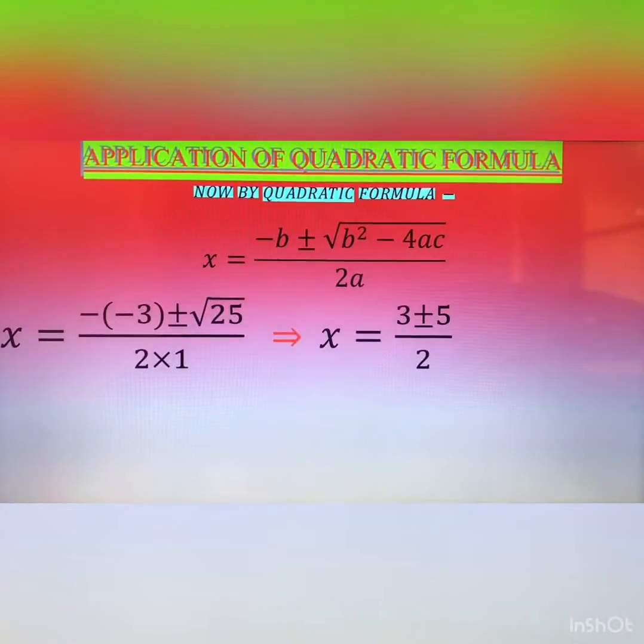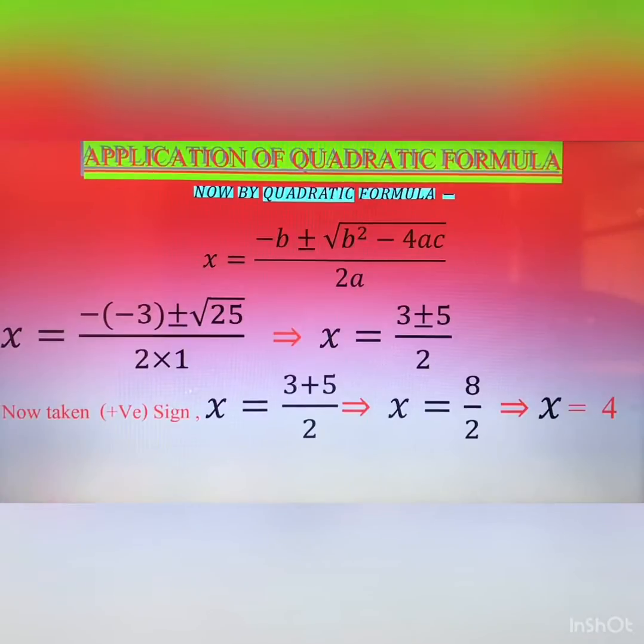How do we use the quadratic formula? This is the formula, and we put b equal to minus 3, with the negative sign from the formula, so minus of minus 3 gives plus 3, and plus minus is the sign. After that, under root we already found b square minus 4ac, that is 25, so we put 25 directly here. Then 2 into 1, since a is 1. So we get 3 plus minus root 25, which is 5, divided by 2.